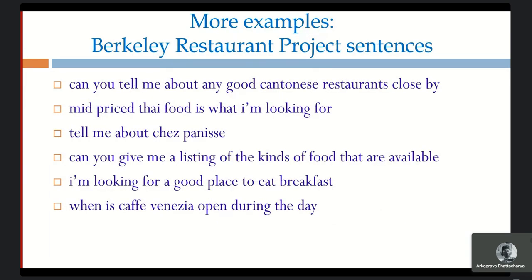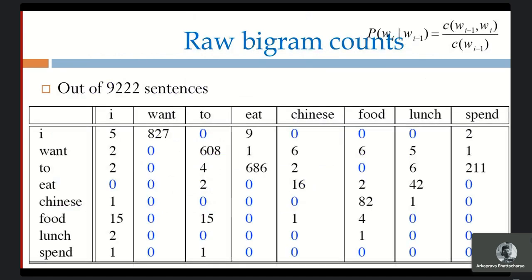So let me explain how the real-time data actually looks. Let's suppose these are the Berkeley Restaurant Project sentences. We are looking into a larger corpus in order to get some realistic counts. So this is the realistic count. Out of 9,222 sentences, this is the count matrix which has been built here. We call them raw bigram counts. That is the count matrix.